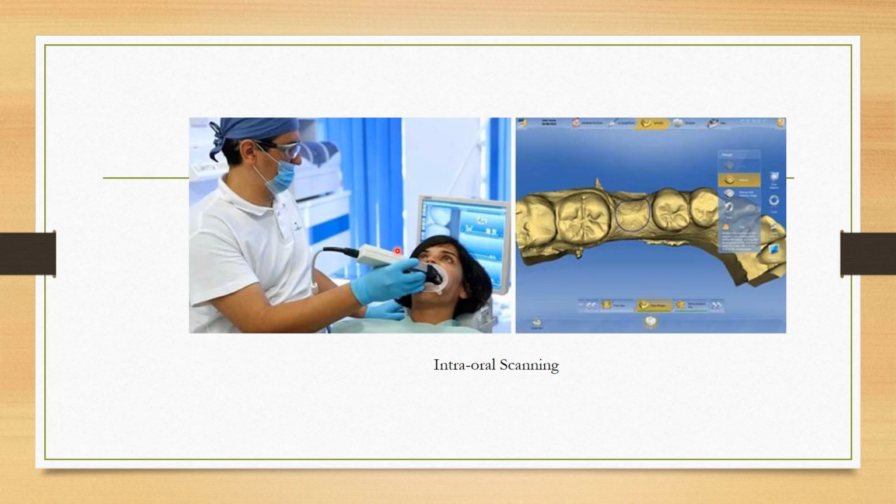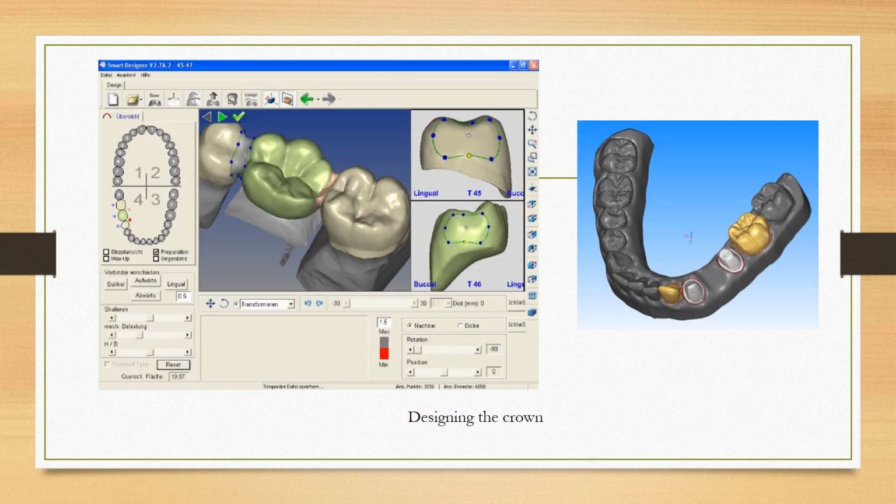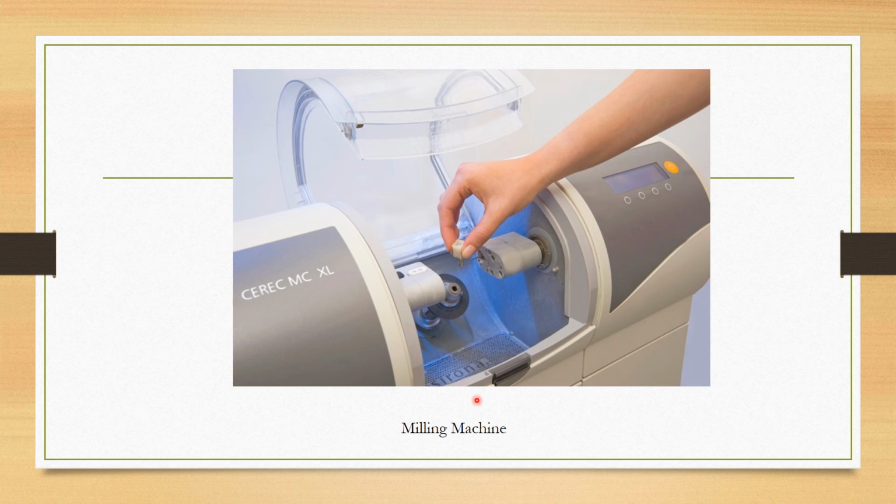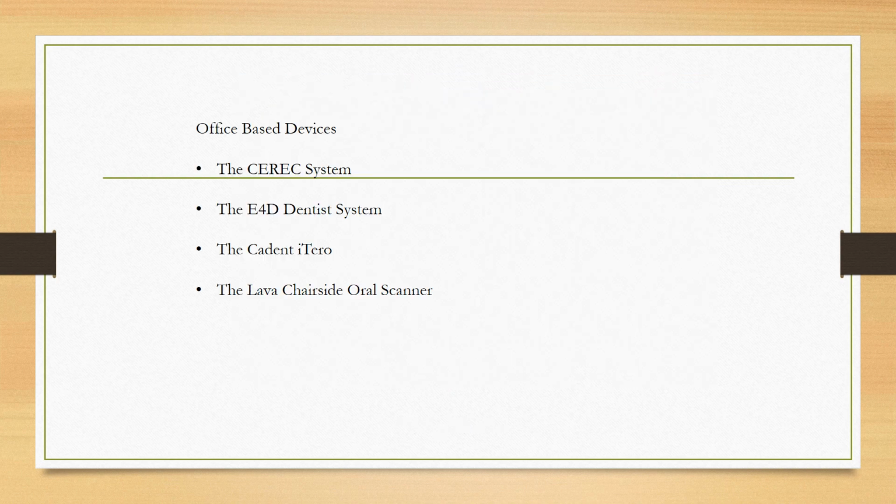So with the intraoral scanner, the patient is sitting and the scanning is going on. This is what you can see on the monitor. You can do designing of the crown, see everything done, everything scanned and done. A ceramic block is placed in the milling machine and it's done.